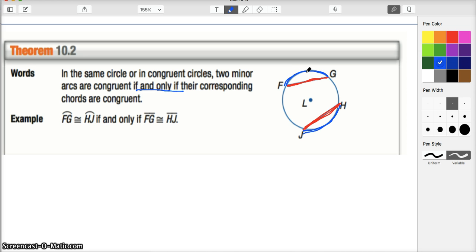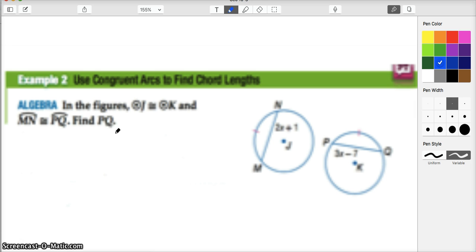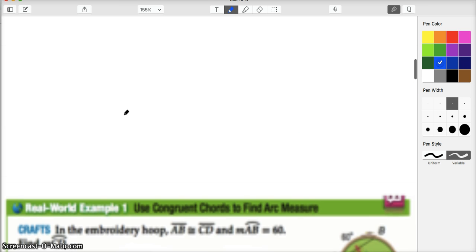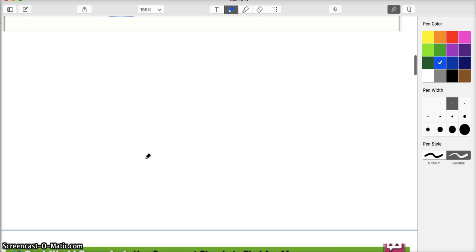If I start off with two arcs that are equivalent, then these segments are congruent. If I started with these two segments or chords that are congruent, then these two arcs are congruent. That's what the if and only if statement is telling me. It can go either way. All right, so with that, let me go back up. With that, let me get to our first example.